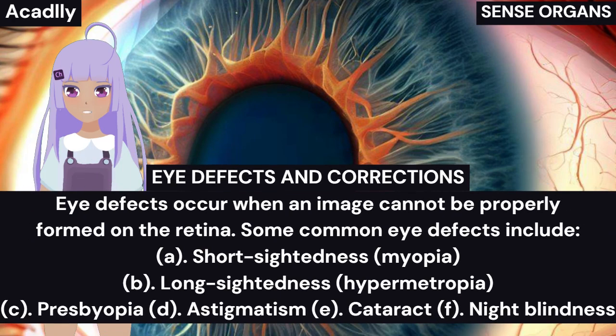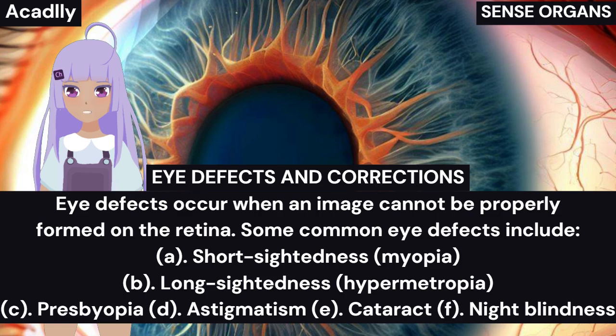Eye defects and corrections. Eye defects occur when an image cannot be properly formed on the retina. Some common eye defects include a. Short-sightedness, myopia. 1. This defect causes a person to see nearby objects clearly, but distant objects appear blurred. It occurs when the eyeball is longer than normal from back to front, causing light rays from distant objects to focus in front of the retina.